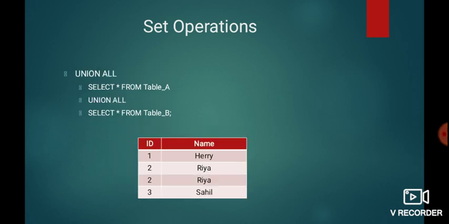Okay, next we have union all. So what is union all? Union all is basically an extended version of union. It does not remove duplicate values. So if you have Ria in both the tables, then it will show Ria 2 times. So 1, 2, 2, 3 and Harry, Ria, Ria, Sahil. This will be the output of the union all operator.